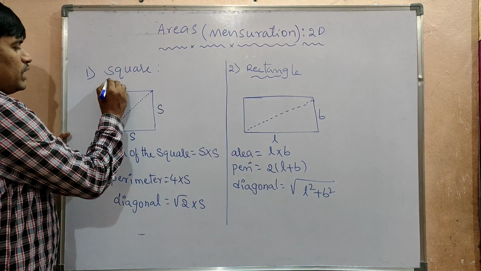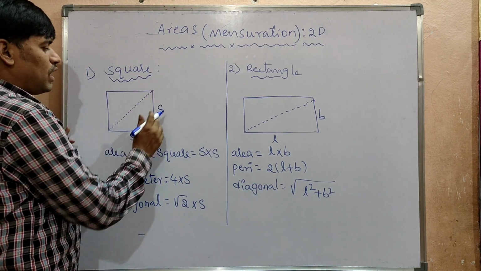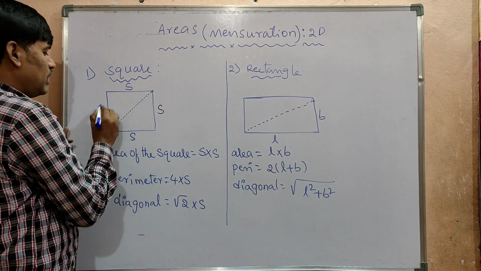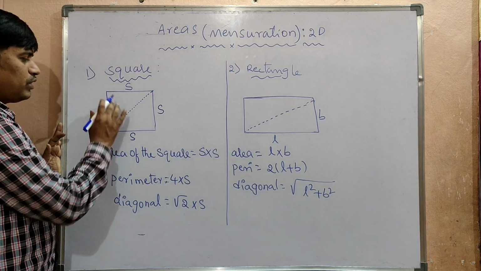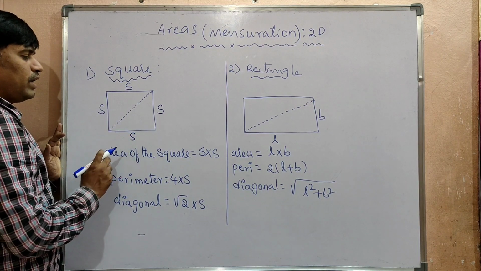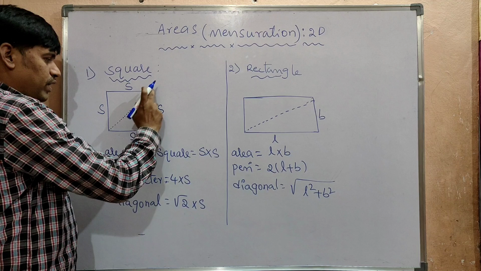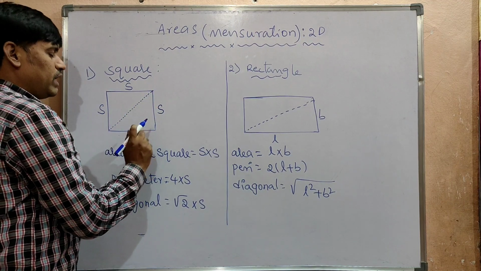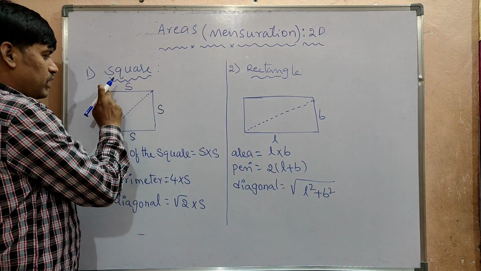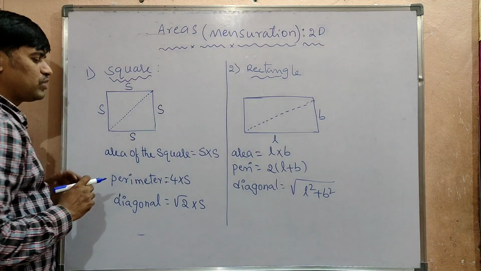The square consists of all four sides equal. Now the square side is here, and here is the diagonal of the square. This is a side of the square, this is also a side of the square. All four are the sides of the square.